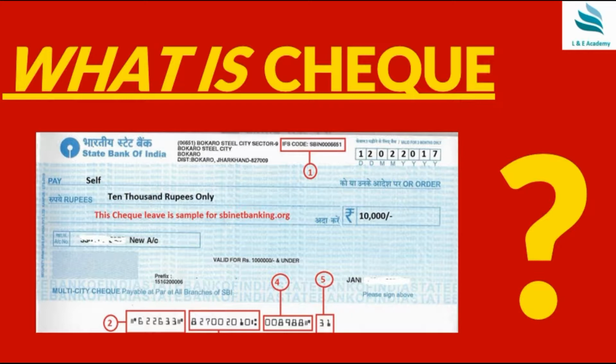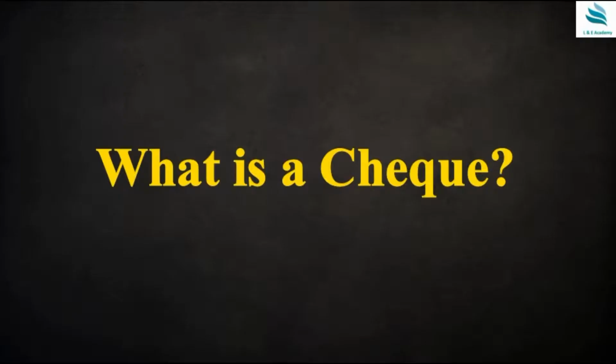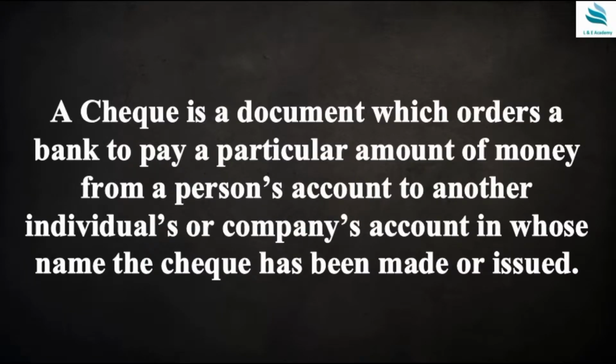Now, there are different modes of financial payments which are successfully used by individuals, firms, and corporate organizations. Now, out of these various options, a check is an important negotiable instrument which can also be transferred by simple delivery options. So, if you have to define a check, it is a document which orders a bank to pay a particular amount of money from a person's account to another individual's or company's account on whose name the check has been made or issued.